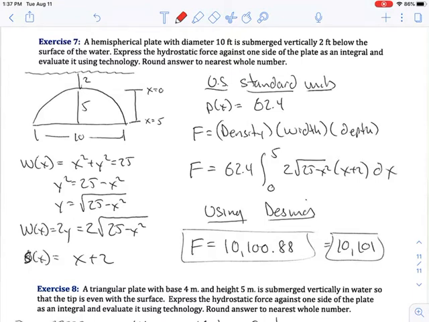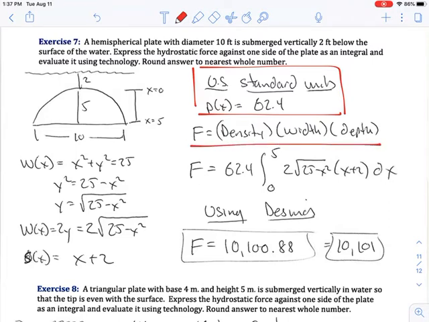All right, so feet, we're in the US standard units. So density of water is 62.4. My basic formula structure is density times width times depth. So I need all of those things. I have density. I need a width function and a depth function. Well, the width function, again, the width is constantly changing. The width is this distance here, okay? And then as we go up, okay, the width is constantly changing.